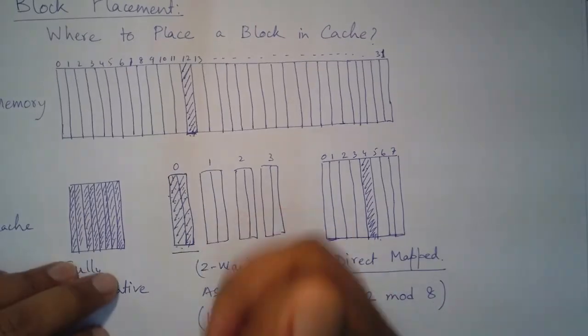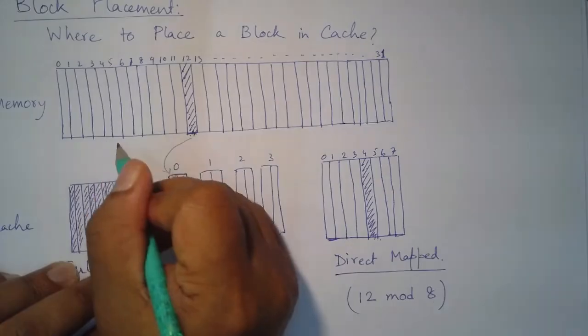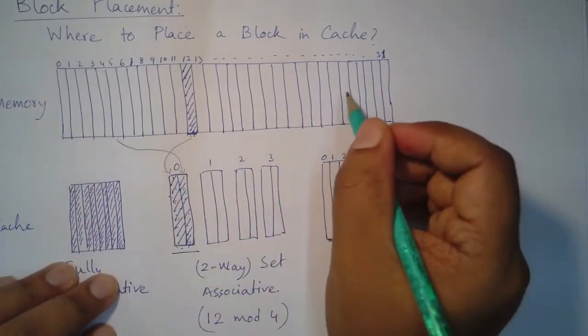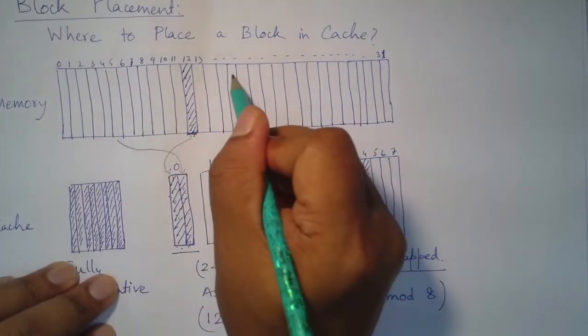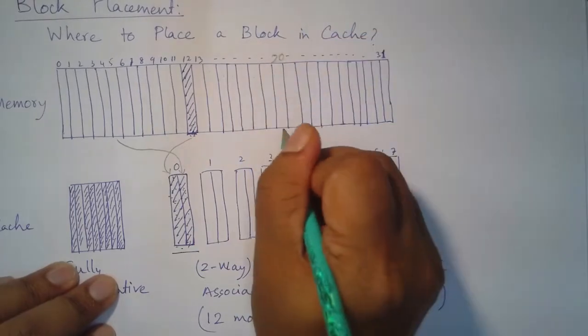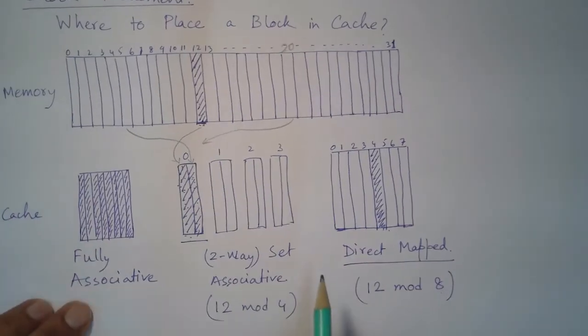Okay, so I have block number 12, let's say, placed here, and block number 4 placed here, and now I want to bring in block number, let's say, 13, 14, 15, 16, 17, 18, 19, 20. So this is block number 20, so I want to bring in block number 20. So what should be the strategy?